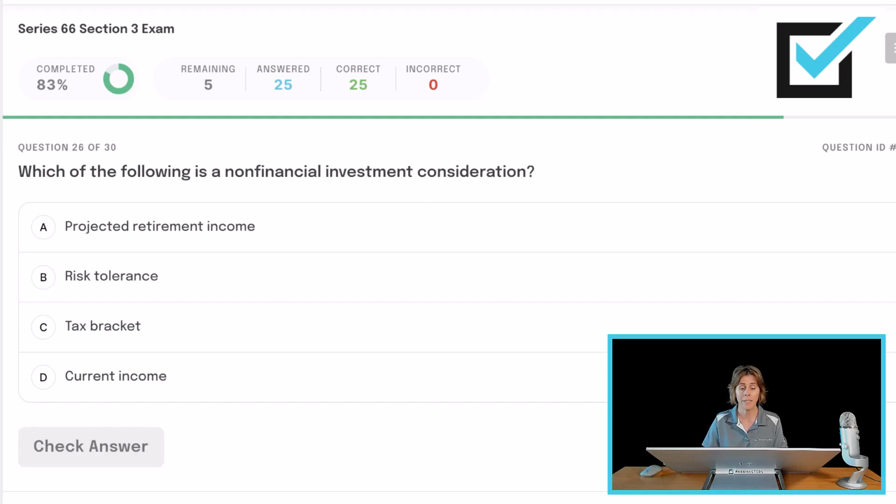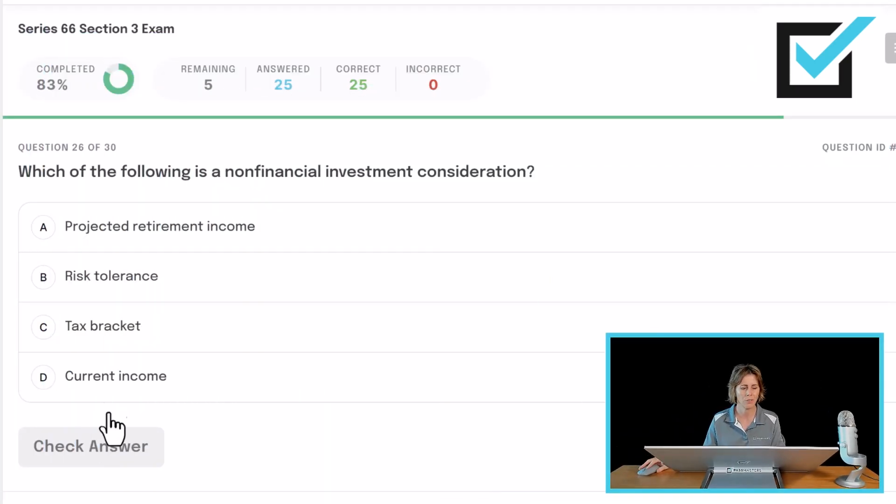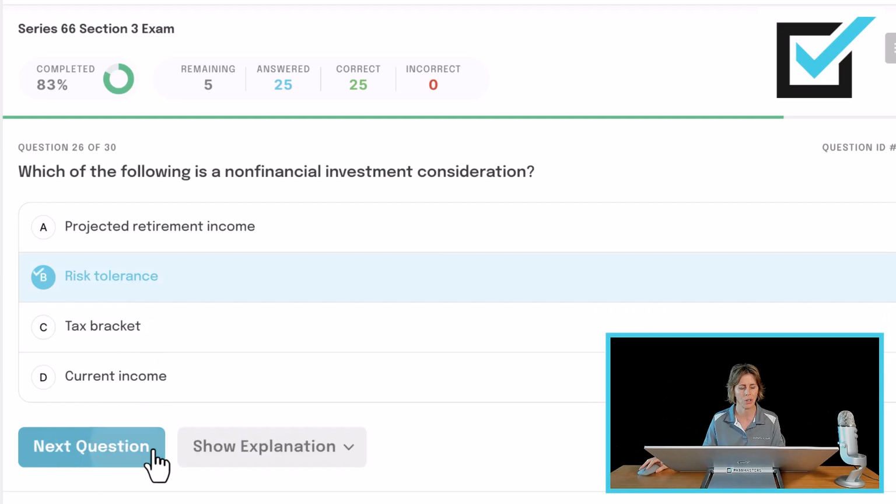Which of the following is a non-financial investment consideration? Projected retirement income, risk tolerance, tax bracket, current income. So we have financial considerations, which are dollar amounts. And then we have non-financial investment considerations, things like attitudes and values and risk tolerance, non-financial. The rest are all dollar amounts or percentages or numbers, if you will.